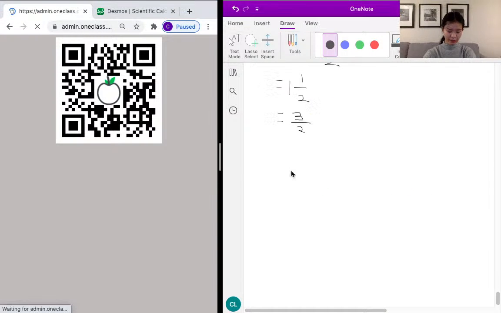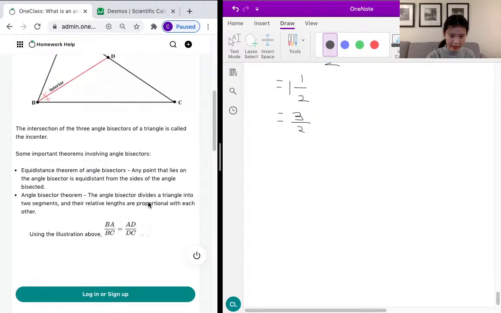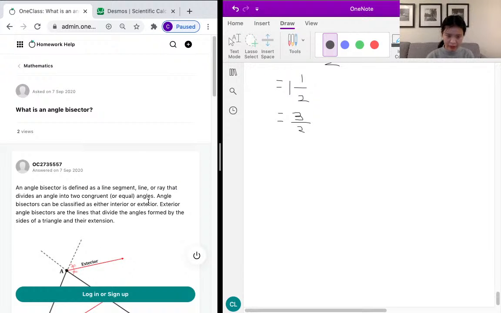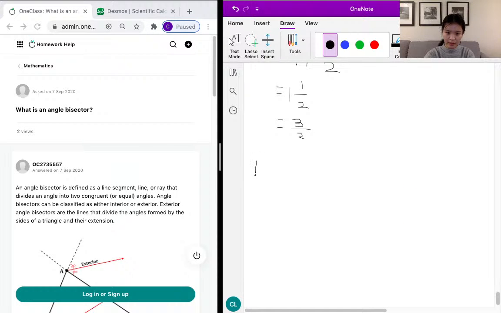Okay, now let's move on to our next problem. I think it's asking us again what is an angle bisector. I think we already explained before that an angle bisector is a line or a line segment that divides the angle into two equal parts. So angle bisector is our question number 16, an angle bisector.